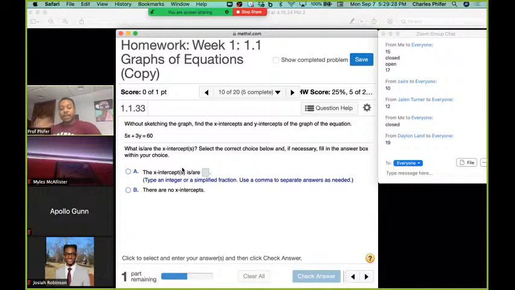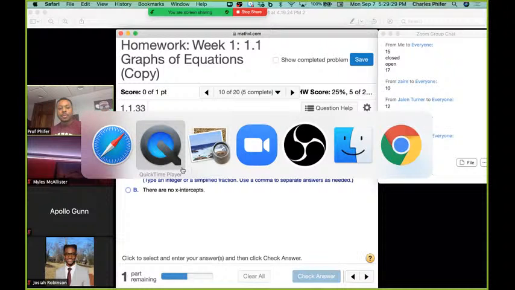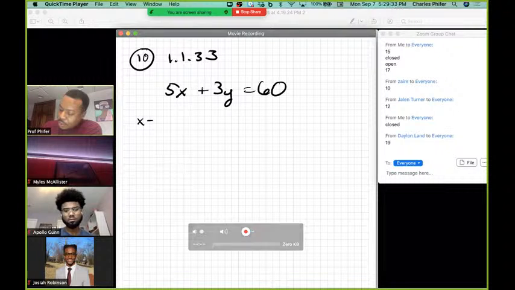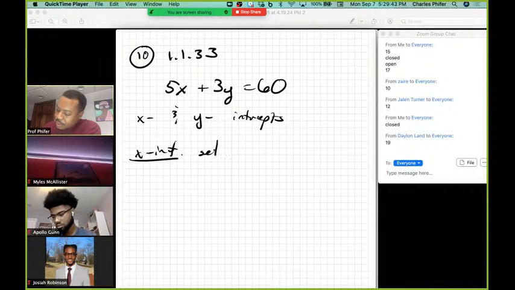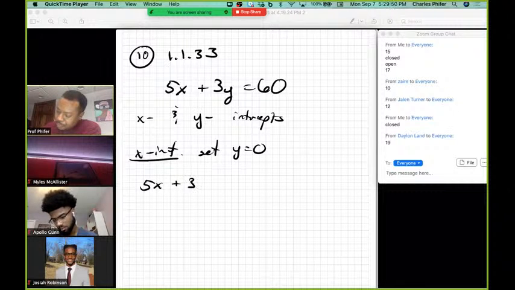Okay, let's hop over to the tablet. And we're asked to find the X and Y intercepts. So for the X-intercept, what we want to do is set y equal to 0. So if we set y equal to 0, notice this term goes to 0. We're going to have 5x equals 60, x equals 12.